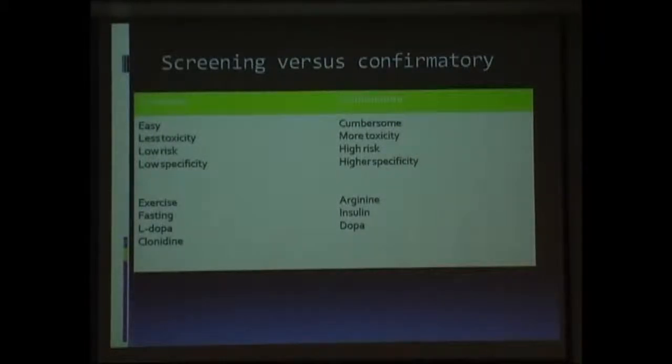The tests could be classified as screening tests versus confirmatory tests. The screening tests are easy to do and less toxic, but have very low specificity. What tests can we do? Like I said, exercise, fasting. Clonidine or levodopa can be used as a screening test. The confirmatory test could be done using agents like insulin, arginine, or levodopa. They are more cumbersome and more toxic, but are more specific, and hence more logical to do in clinical practice.